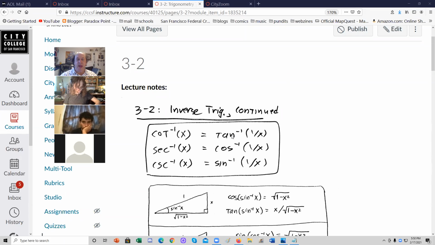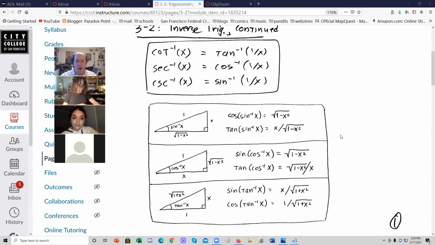Well, tangent and cotangent are reciprocals. So our arccotangent of x is arctangent of the reciprocal of x. Similarly, cosine and secant are reciprocals. So arcsecant, going backwards, of x is arccosine of 1 over x. Likewise, cosecant and sine are reciprocals. So arccosecant of x is arcsine of 1 over x. So we'll evaluate those that way.